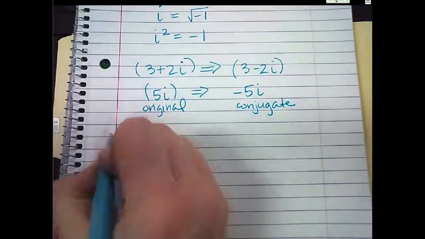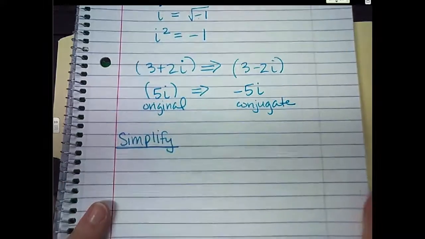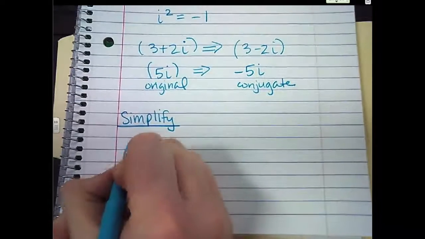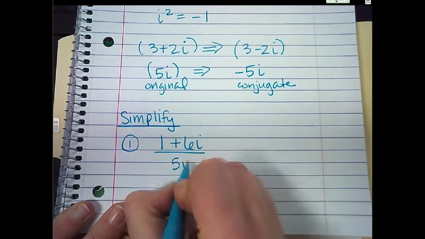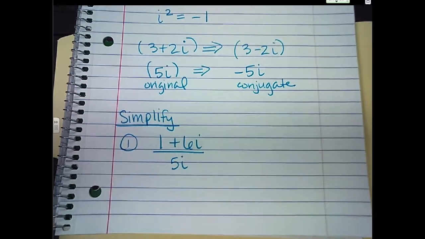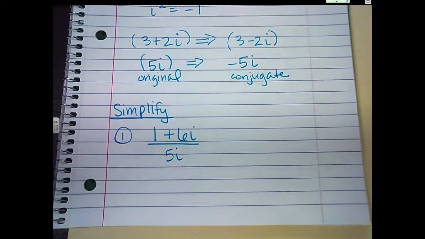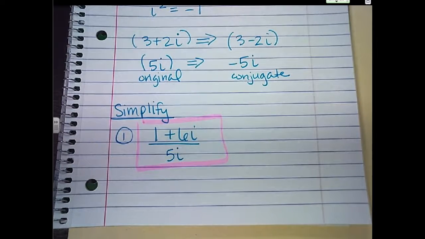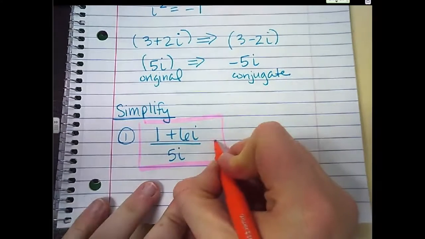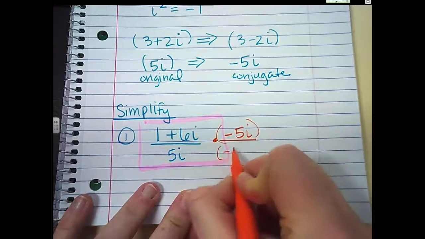So we're just going to do a couple simplifying ones. And then that's it. Really, it's not super new because you've done this before. Okay, so (1 plus 6i) over 5i. We're going to simplify that. What do I multiply by? -5i. You have to change the sign. So -5i over -5i.